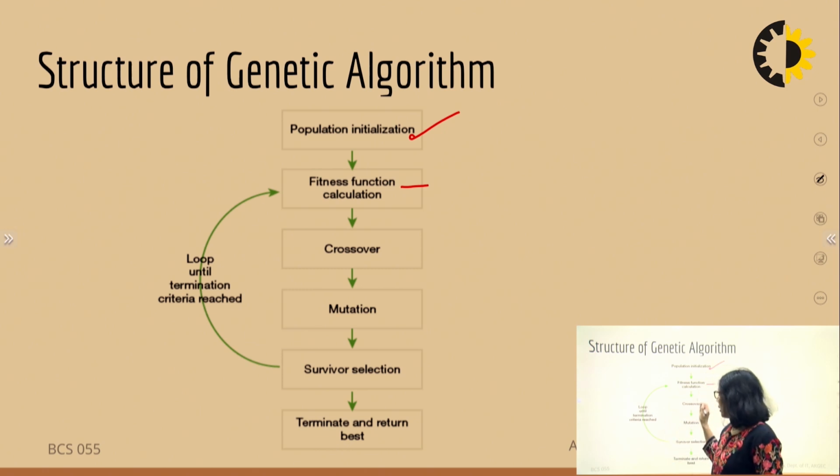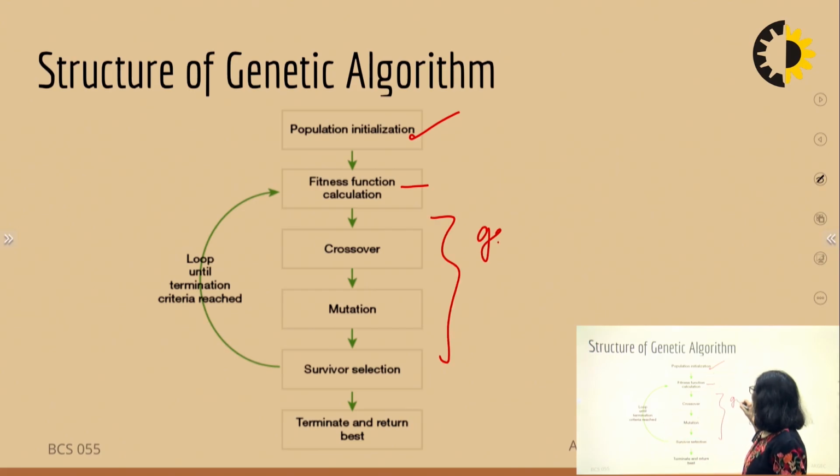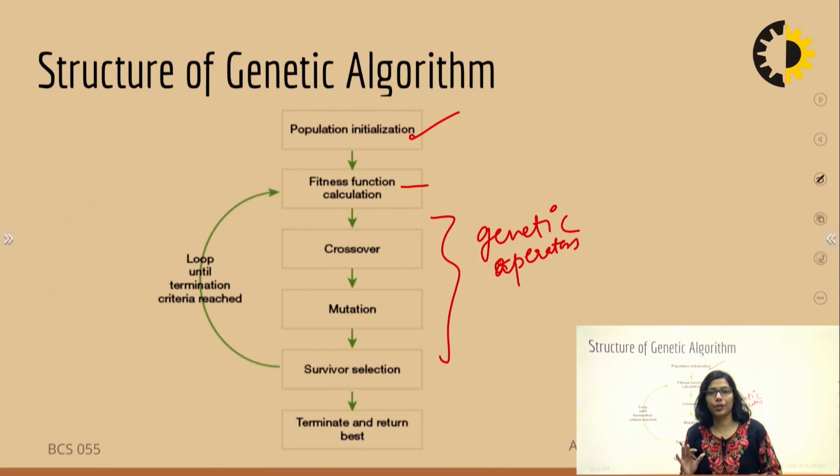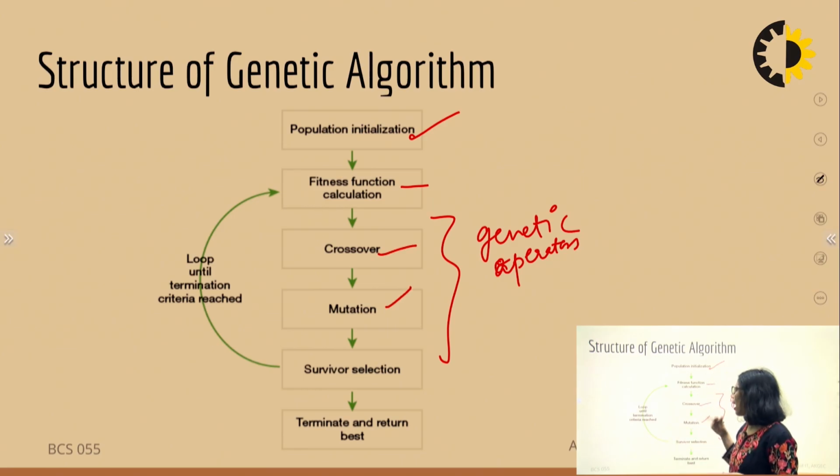After calculating the fitness function, I will be selecting the parent population that will be used to perform these. What are these? These are your genetic operators. So I will be applying these genetic operators on my population. It could be crossover and mutation. After that, I will then select my best solution, and it will terminate and return the best. After many iterations, it will return me the best solution so far. So this was just a brief introduction.